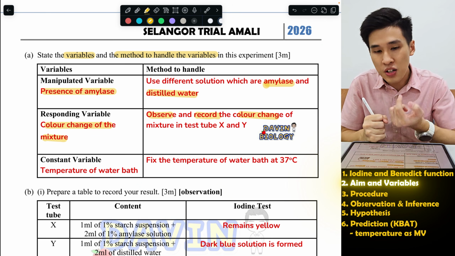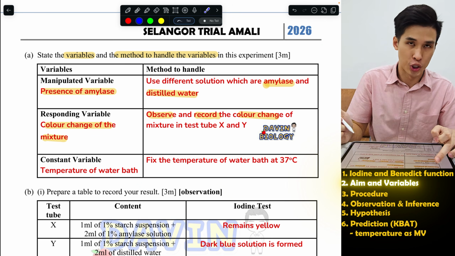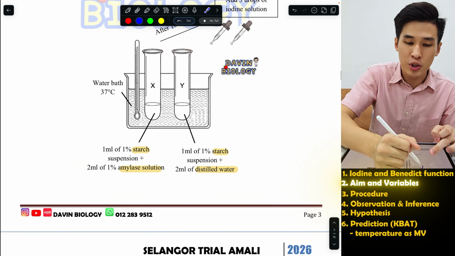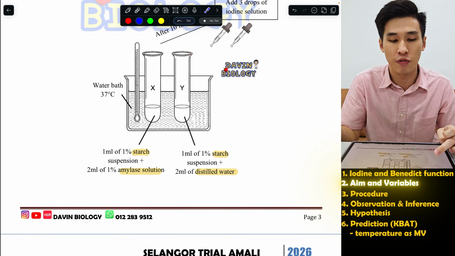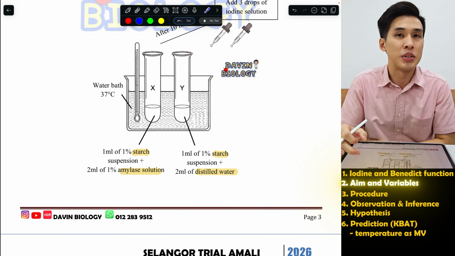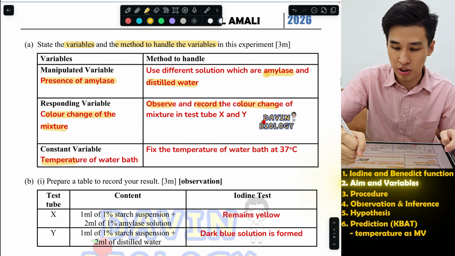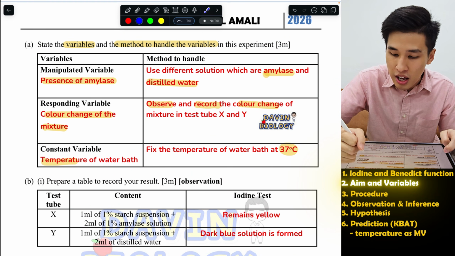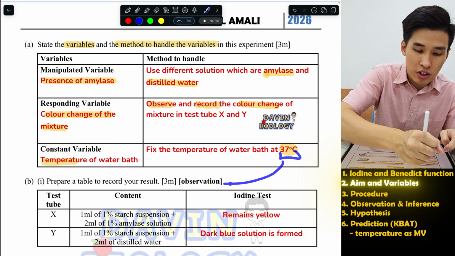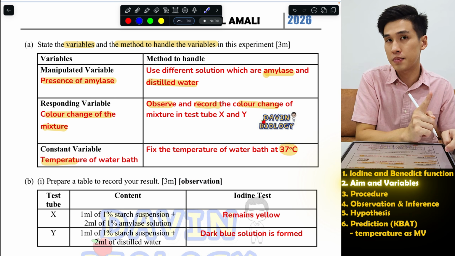Constant variable is your temperature. You need the optimum temperature for the enzyme, for amylase, to function. So both test tubes must be immersed in 37 degrees water. So the temperature of the water bath is fixed at 37. When you write 37 degrees, the value of the constant variable, you get marks for this.